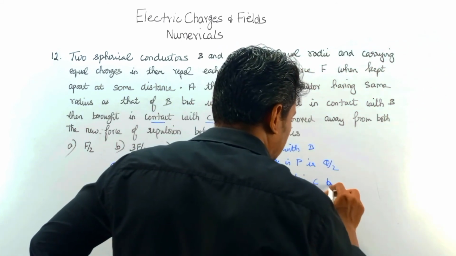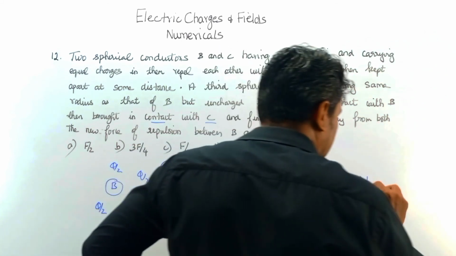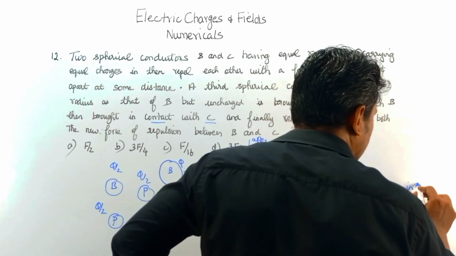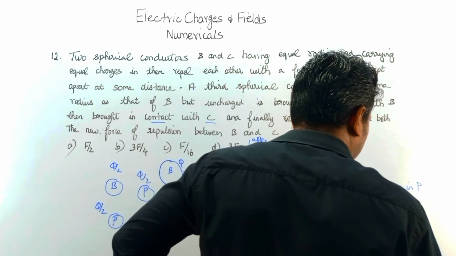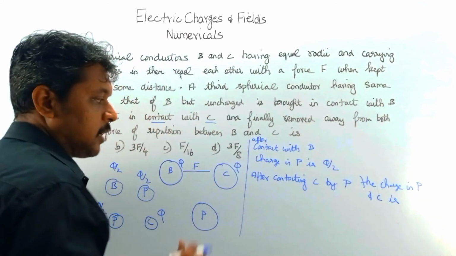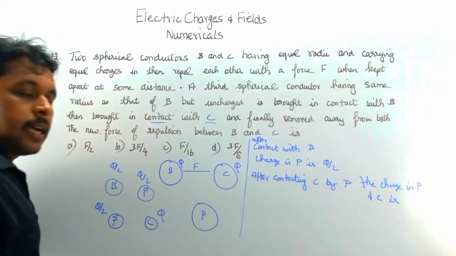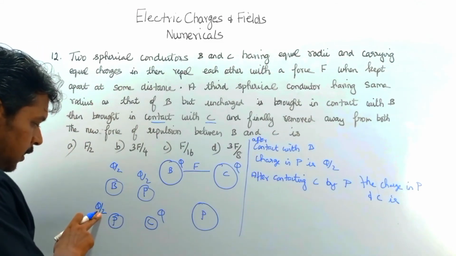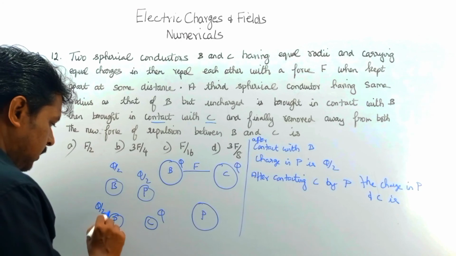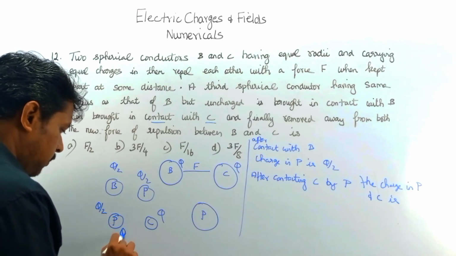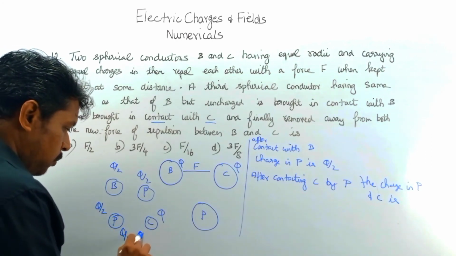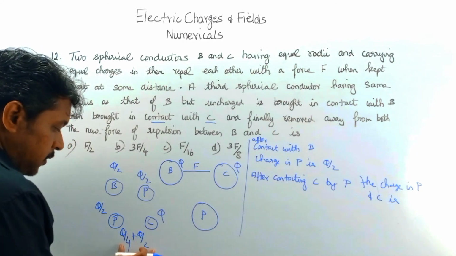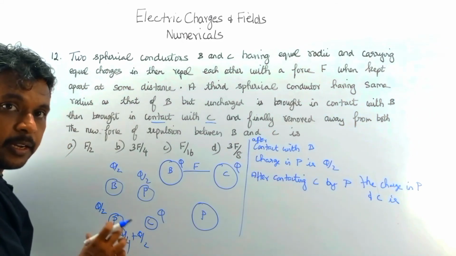After contacting C by P, the charge in P and C. See, after contacting here Q by 4 is shared, here Q by 2 is shared. This is the shared portion. So this is the value of charge now remaining in this particular P.